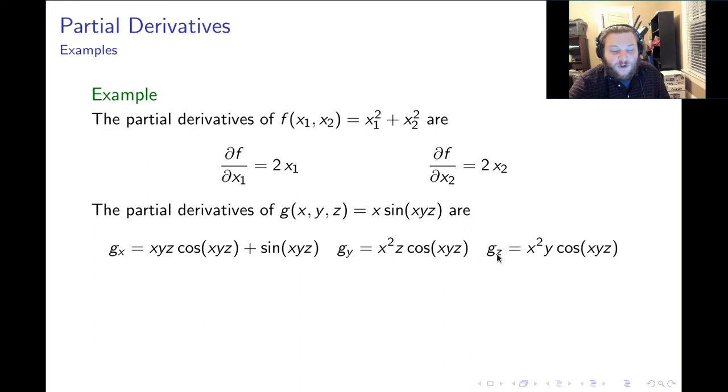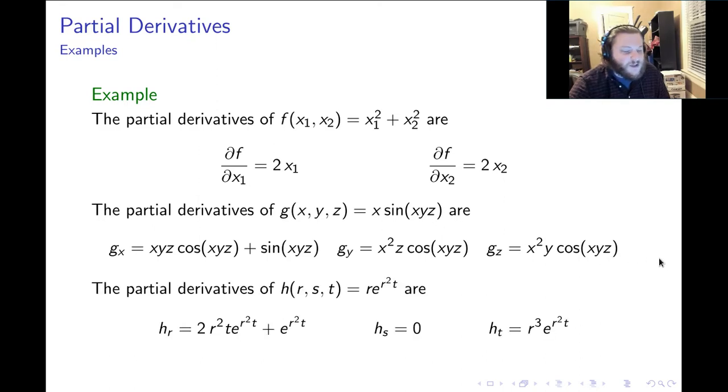For the partial derivative of g with respect to the third input variable, again, I don't need the product rule because I'm not multiplying expressions involving z together. Here, I'm just taking x times cosine of xyz times the derivative of the inside with respect to z, which is x times y. So I end up with x squared y times cosine of xyz. Let's do a third example.